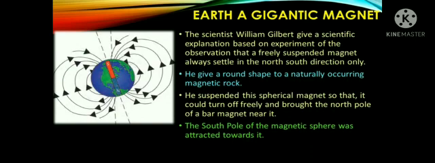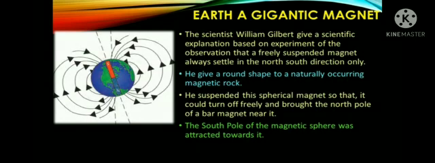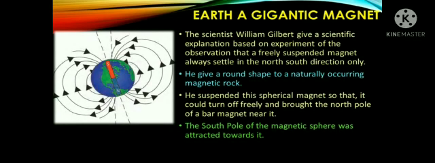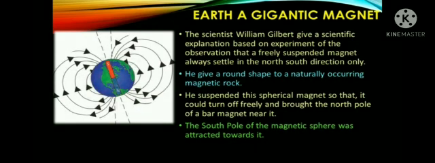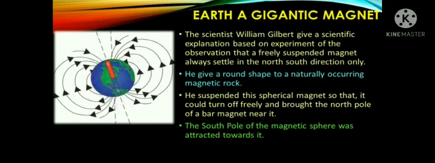Earth, a gigantic magnet. The scientist William Gilbert gave a scientific explanation based on experiment of the observation that a freely suspended magnet always settle in the north-south direction only. He gave a round shape to naturally occurring magnetic rock. He suspended this spherical magnet so that it could rotate freely and brought the north pole of a bar magnet near it. The south pole of the magnetic sphere was attracted towards it.